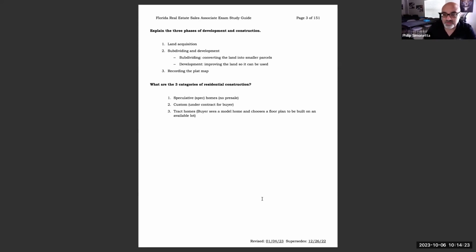Custom is under contract for one buyer. One person has a piece of land. They design a home they want to have built, and the builder builds that home. It's a custom home. And tract homes. Buyers see a model home, so they have 3 or 4 different models, and they choose a floor plan to be built on an available lot. So they have a lot available over there. They like home number 3. They pick out the colors, whatever they want to do, and they put it on lot number 3. That's tract homes. Okay.